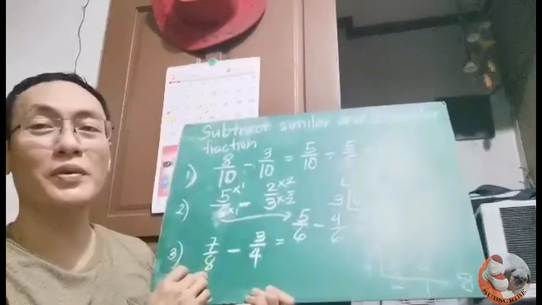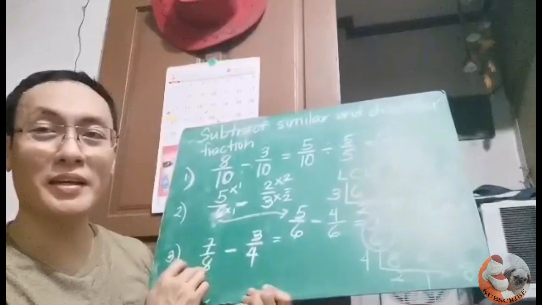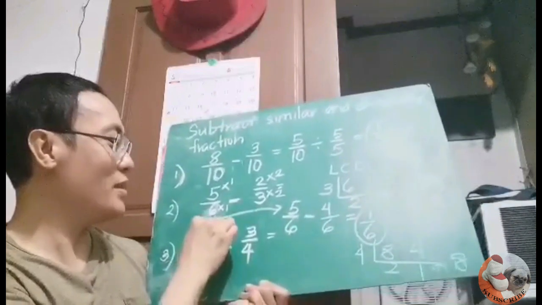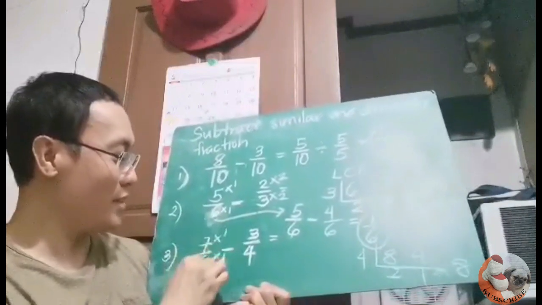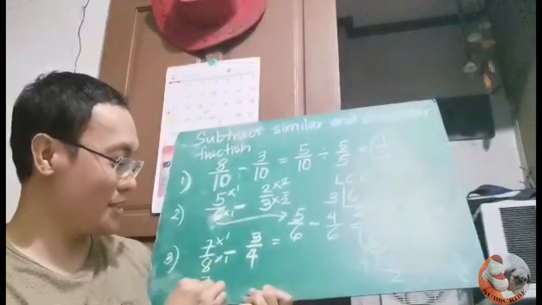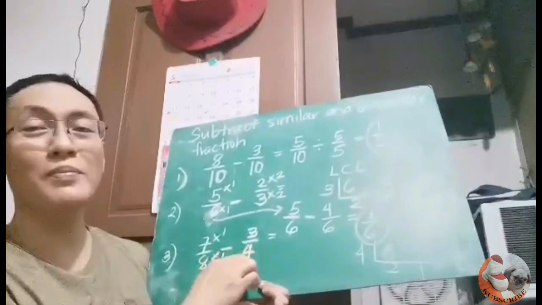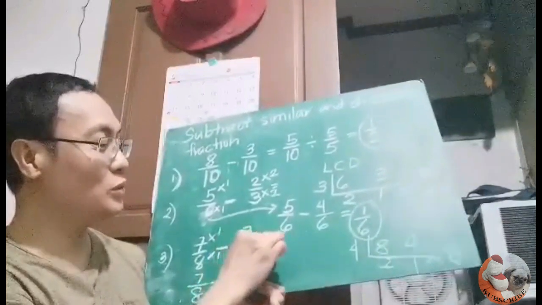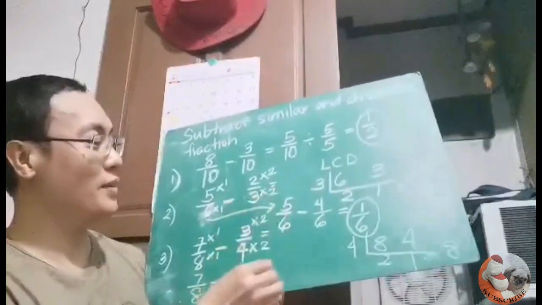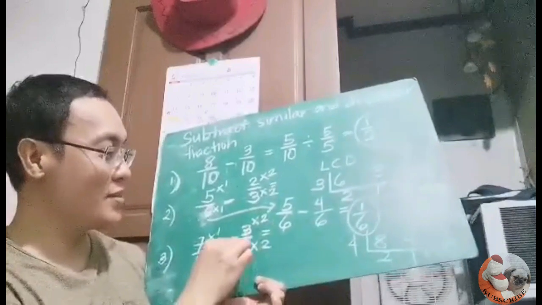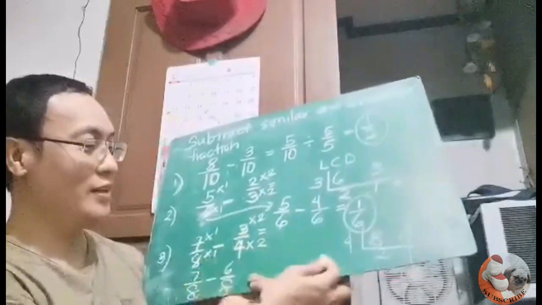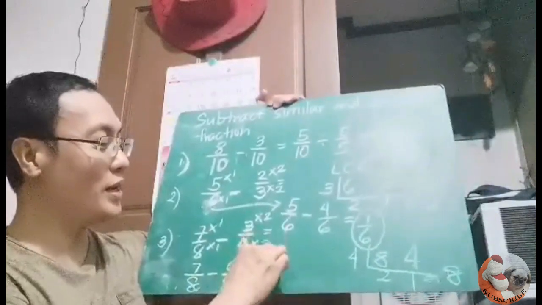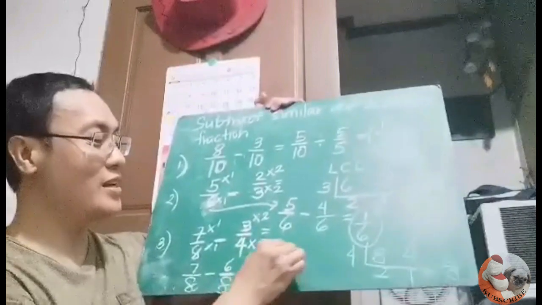So, saan natin i-multiply yung 8 para maging 8? Siyempre, sa 1. 8 times 1 will give you 8. 7 times 1 will give you 7. 7 times 1 is 7 over 8. Then, minus, saan natin i-multiply yung 4 para maging 8, yun, the same denominator. Times natin sa 2. Times din natin sa 2 yung 3. So, 3 times 2 is equal to 6. 4 times 2 is equal to 8. Okay, similar na siya. So, subtract na natin. 7 minus 6 is equal to 1. Copy denominator 8. And the answer is 1/8.